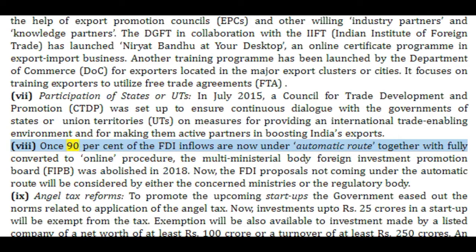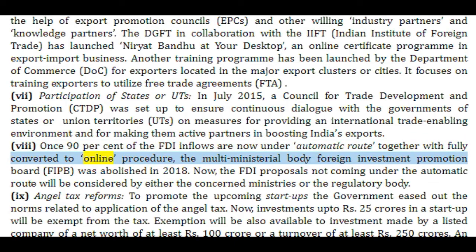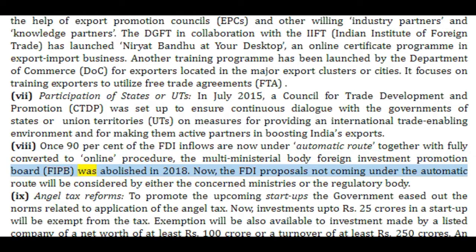8. Since 90% of the FDI inflows are now under the automatic route, together with being fully converted to online procedure, the multi-ministerial body Foreign Investment Promotion Board, FIPB, was abolished in 2018. Now, the FDI proposals not coming under the automatic route will be considered by either the concerned ministries or the regulatory body. 9. Angel tax reforms.